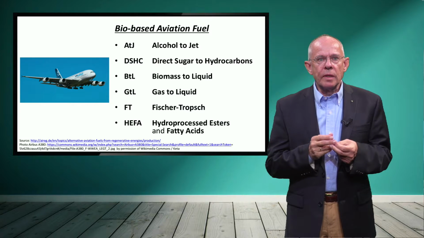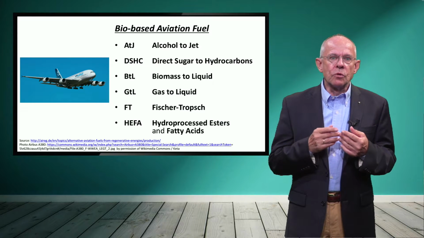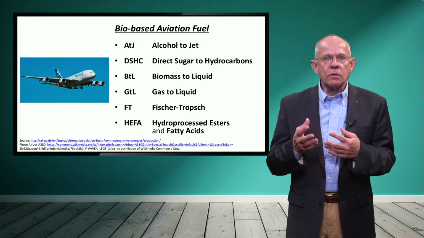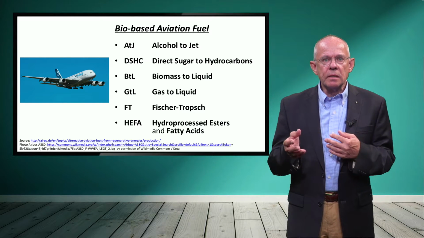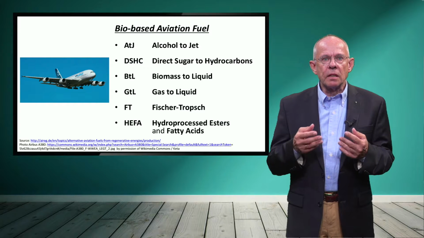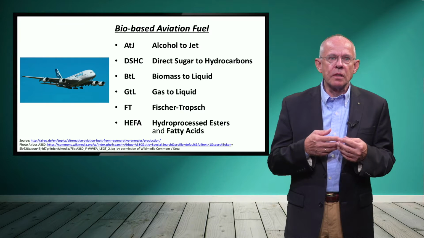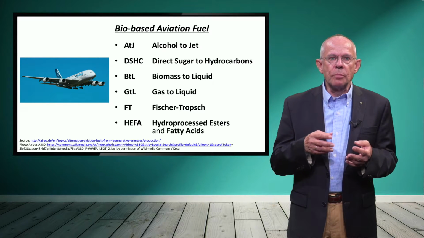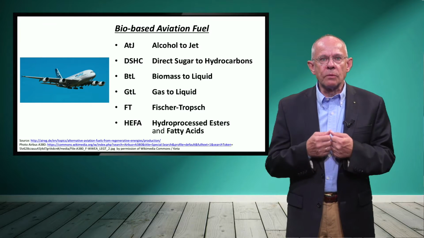Several technologies are available. One is the alcohol-to-jet technology, producing hydrocarbons from alcohols like ethanol. The alcohol's oxygen is removed, and the resulting short-chain alkenes are oligomerized and hydrogenated to alkanes, which can fall into the kerosene fraction. Alternative routes to jet fuel start from biomass, synthesis gas, or fatty acids, as shown here in the list.